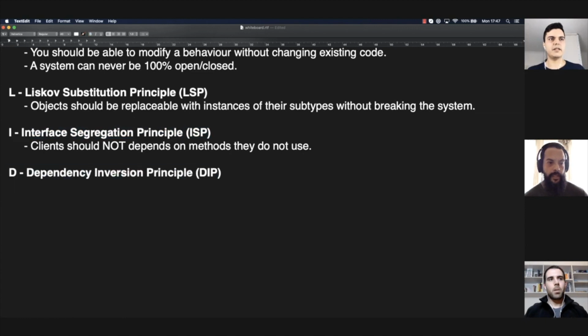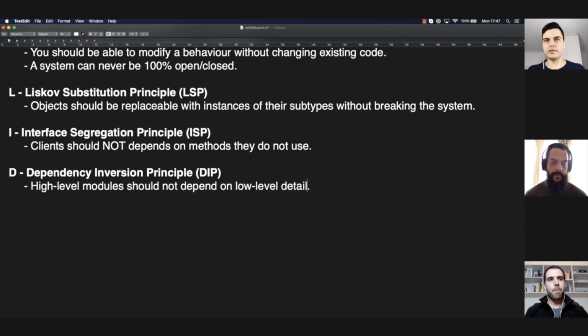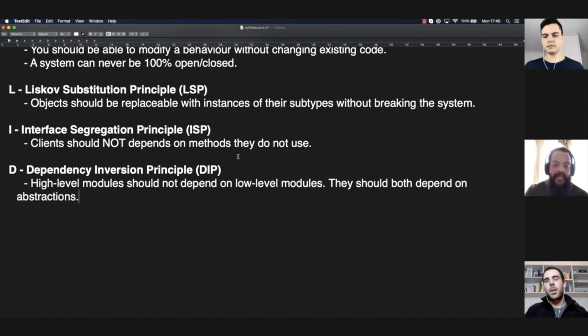Next, dependency inversion principle. High-level modules should not depend on low-level details or low-level modules. They should both depend on abstractions. One of the examples that I always find myself arguing is when you're adding implementation to your UI table view cell, right? You're decorating it, trying to get all the UI set up. My question is, should that table view cell depend on a lower level module?